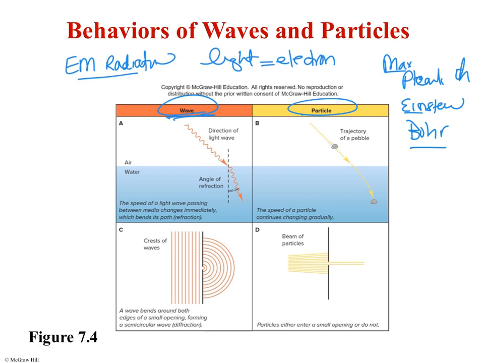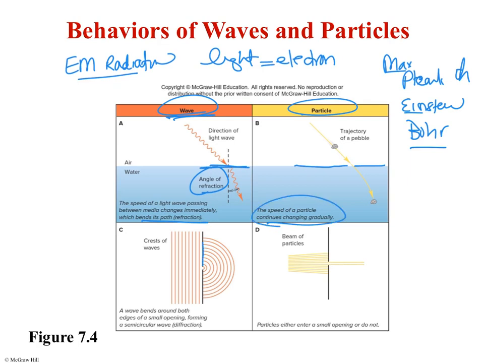And what does this mean? Well, a wave goes through a medium like air, and when it hits a surface, it has an angle of refraction. It bends. And if a particle hits a surface, it has to go through a slit, and its speed can change when it goes through. That's what they're showing you here.